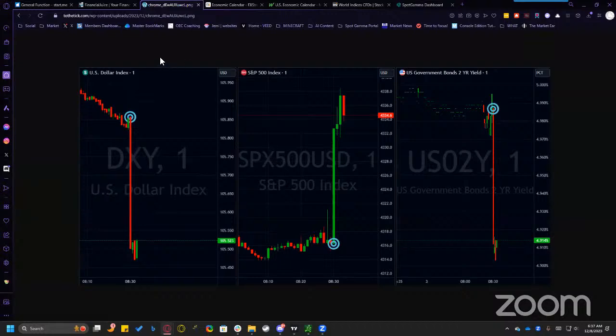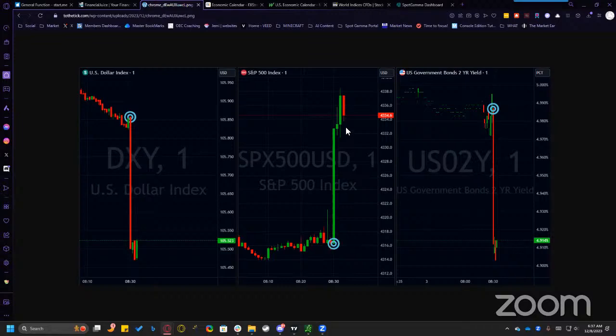This is from Spot Gamma. This is last month's CPI, non-farm payrolls 8:30 data print. So today we're going to do non-farm payrolls. This was last month's non-farm payrolls. You got the Dixie, the S&P and the US 2-year yields.